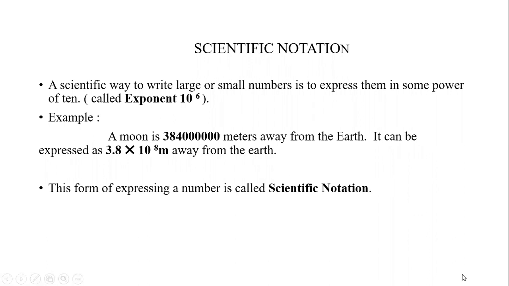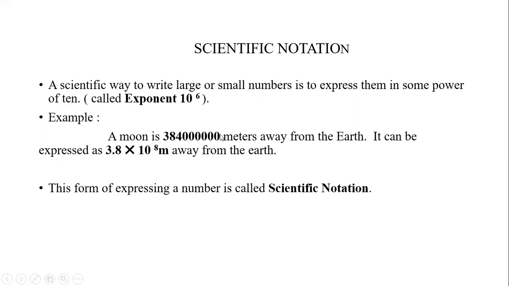Scientific notation. A scientific way to write large or small numbers is to express them in some power of 10, and that power is called the exponent. A moon is this many meters away from the earth. So this value or this term is very large, so it can be expressed as 3.8 exponent 8.